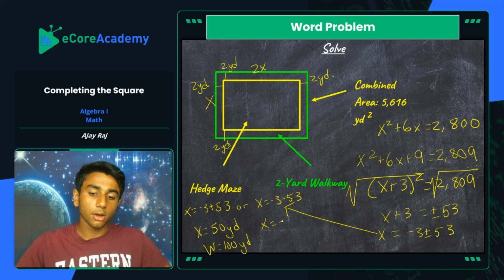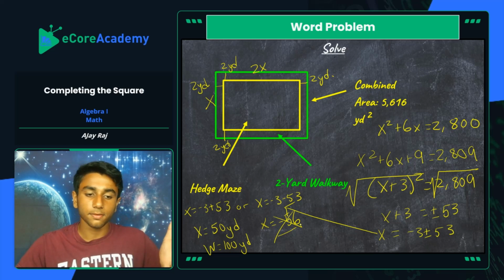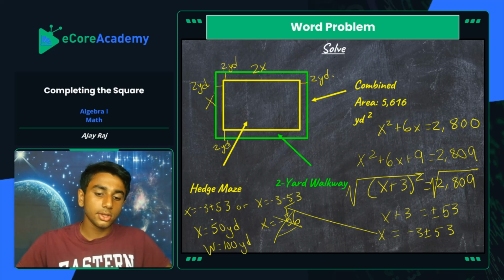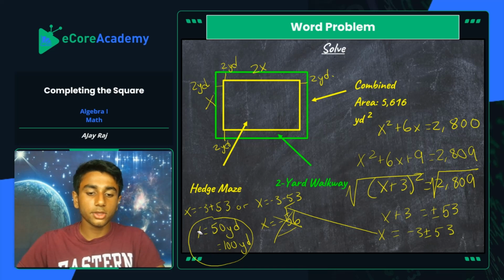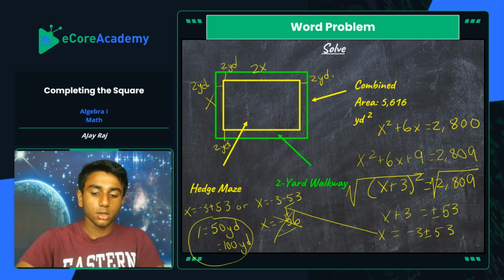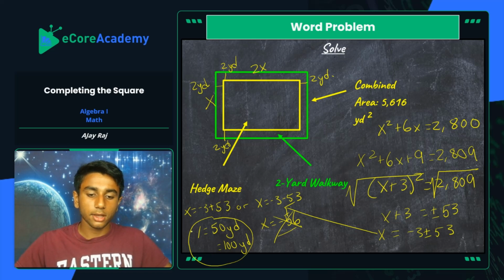Well, it's already alarming that negative 3 minus 53 is negative 56. And you cannot have a negative distance in yards. You can't have negative 56 yards as your width in this case. So that means that this equation here is correct. So the length, or x, is going to be 50 yards, and then our width is going to be 50 yards, and our length is going to be 100 yards.